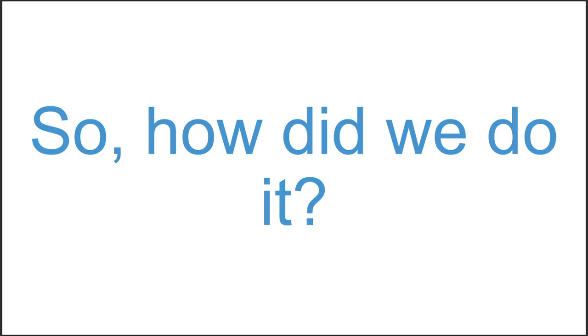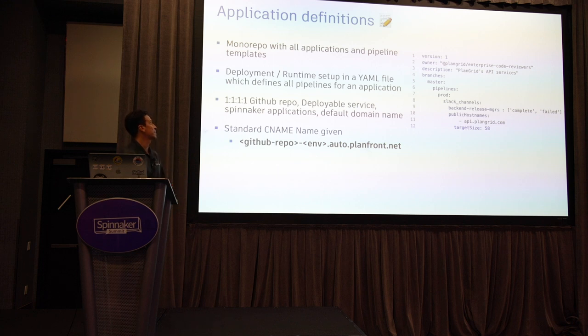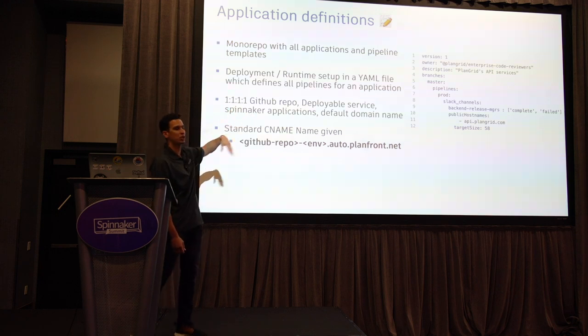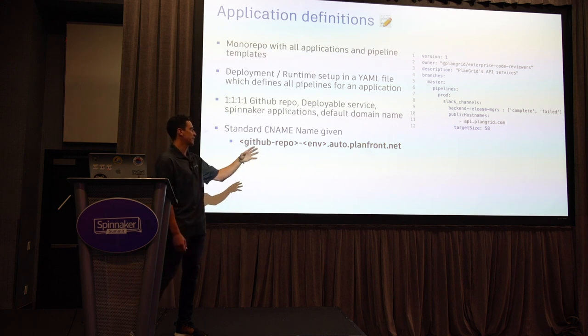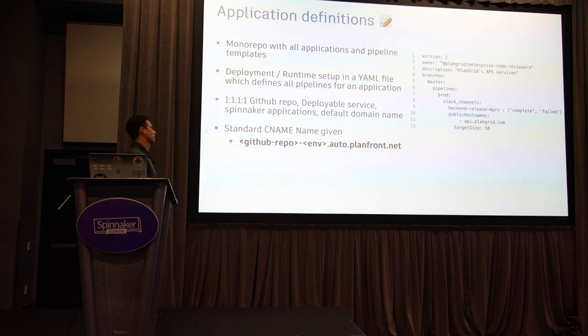So, how do we do it? I'm going to step back here and give some context into how we deploy at PlanGrid and what our Spinnaker infrastructure looks like. So we have a monorepo that has all of the application deployment configs and the pipeline templates in it. What that looks like, if you look on the right there, is we expose this interface to developers. That's a very compact YAML file that you define a branch, in this case master. It's gonna push to this pipeline every time a new commit's there. We name the pipeline prod, and it has Slack channels to notify users. You can add your own DNS names and target size, and there's several other things we expose there.